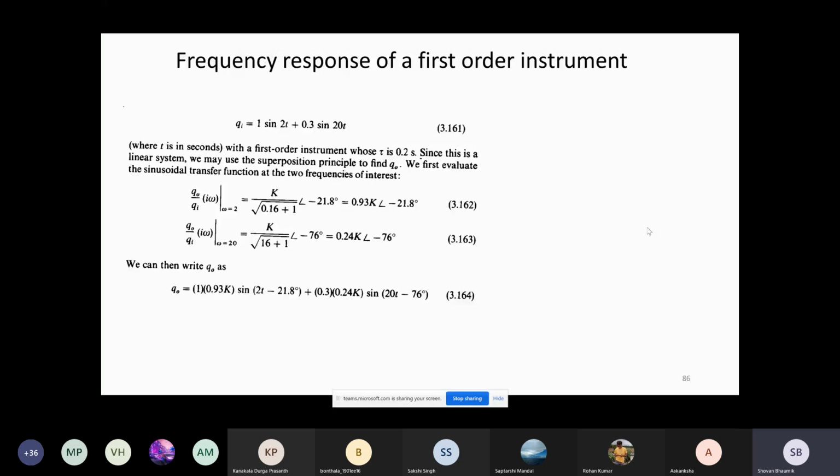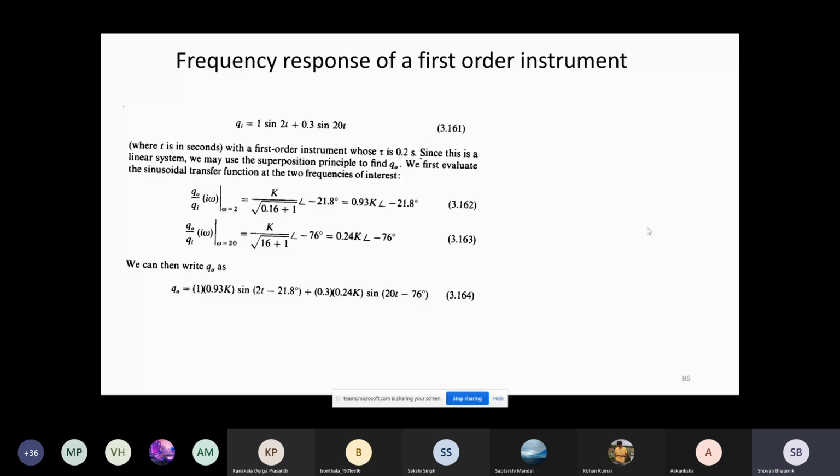So that will be 4 into 4.16 plus 1, and the angle will be tan inverse of minus omega tau, as you have seen. So that will be minus omega tau. Tau is 0.2, omega is 2. If you calculate the tan inverse, you will get minus 21.8 degrees. So your output due to the first component of the input will be 0.93 K, and the angle will be minus 21.8 degrees.